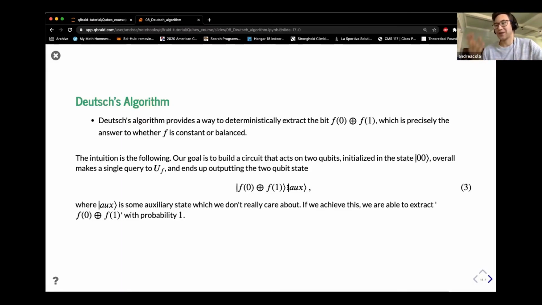Tensor, I'm sorry, let me not say tensor, but in the second qubit, we'll have some other state, which doesn't really matter, as long as we get the answer we want in the first qubit. So this is what we're trying to achieve: starting from 0, 0, doing some operation, applying U sub f, eventually getting to a state like this. If we can do this, then we'll be able to extract the answer to the problem with probability 1.